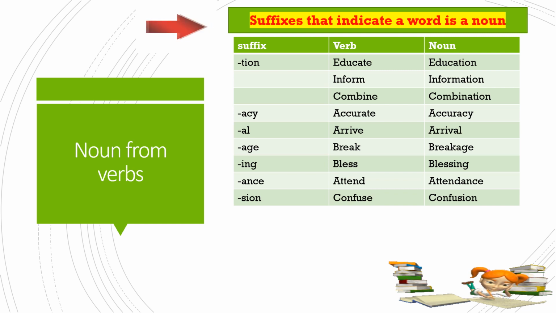Over here, through some suffixes like tion, al, age, ing, ance, sion, we can convert some verbs to nouns. For example, educate, education; inform, information; combine, combination; arrive, arrival; break, breakage. You can see these are all verbs, and we can convert them to different nouns by just adding some suffixes to them. So this is also another tip with which you can guess the noun in a sentence. I hope it will be clear to you.